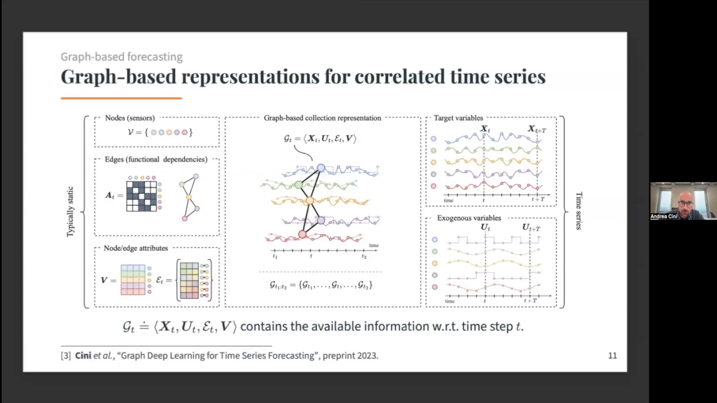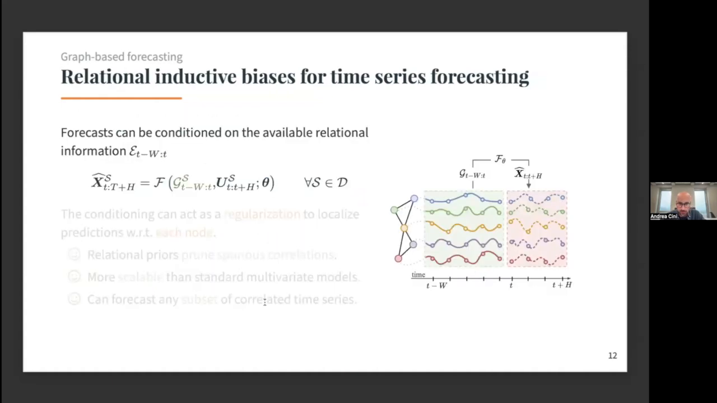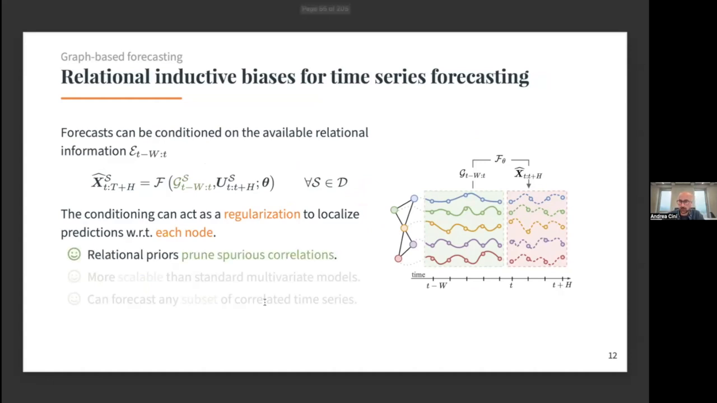This is a sort of summary of the inputs that we have available for our forecasting architecture at this point. We have our target variable together with exogenous variables that can be both dynamic and static, plus this additional relational information that we want to use to condition our forecasting model, and this will act as a sort of regularization to localize the prediction with respect to each input node, each target time series. The idea is that this structure can help us prune spurious correlations that might exist in the time series collection, thus making the model more scalable than the standard multivariate approach we were talking about before, while at the same time keeping the parameters of the model shared, so keeping the model global.